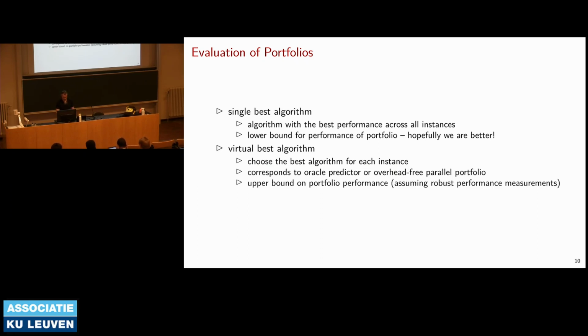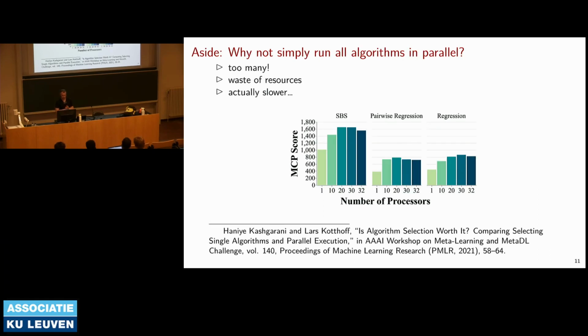Okay, so let me dwell a little on this point of the overhead-free parallel portfolio, because you could ask, why don't we simply do this? In particular, if we have a relatively small number of choices, like a bunch of the different constraint solvers in CPMPy, why don't I simply run all of those in parallel and forget about the stuff that I'm going to tell you about? It turns out that this is actually slower in practice, and in many cases we simply have too many algorithms to run, so you might not have enough resources.